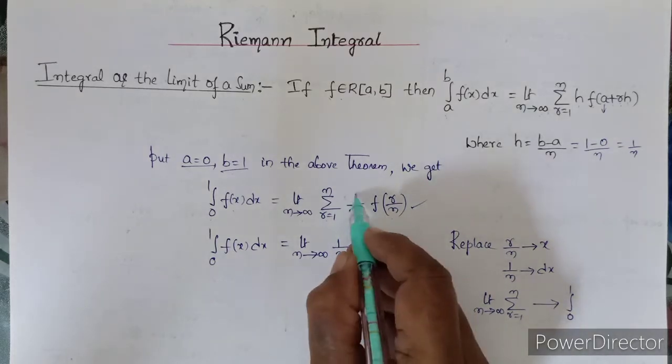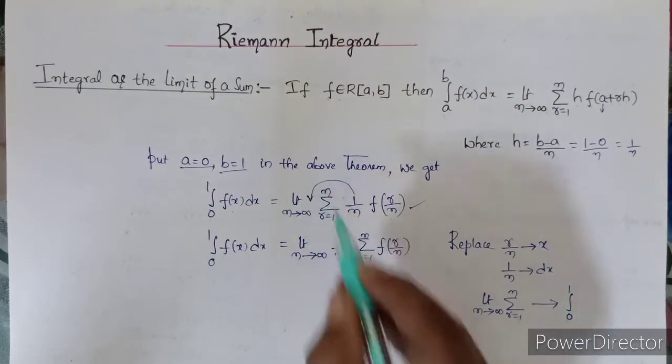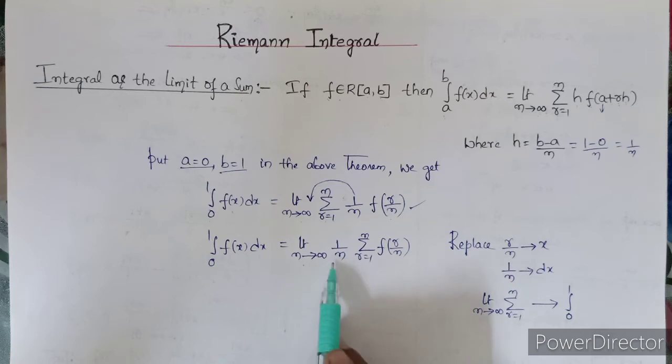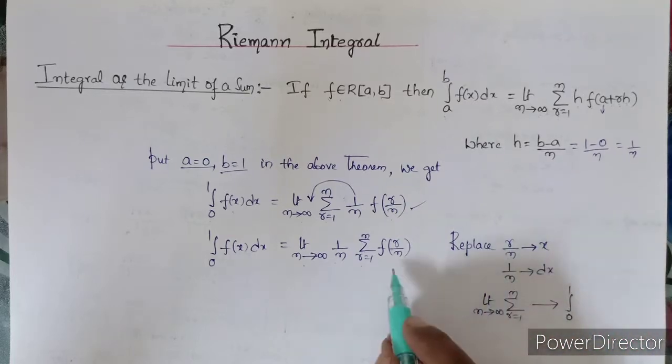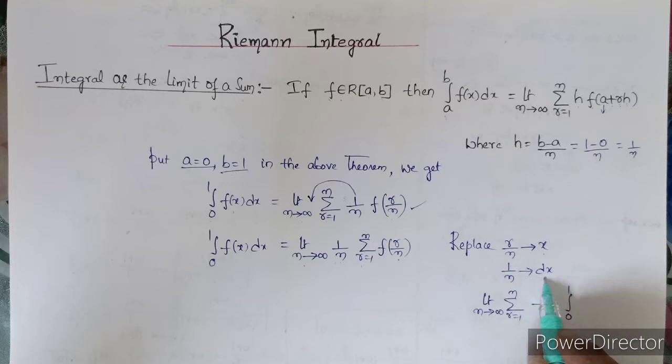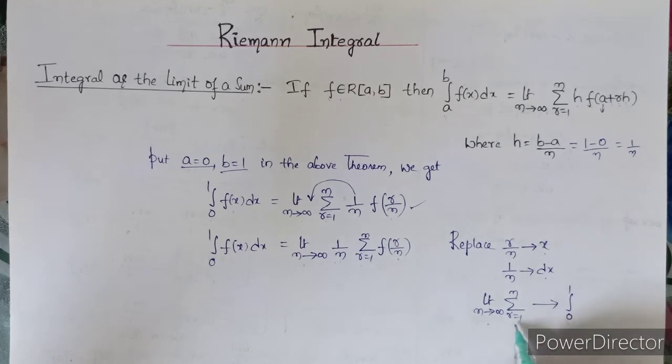We bring 1 by n outside the summation. Then limit n tends to infinity 1 by n sigma r equals 1 to n f of r by n. We replace r by n by x, 1 by n by dx, and the limit of sum as integral 0 to 1. First we note down carefully the limits of r. Here r is varying from 1 to n.